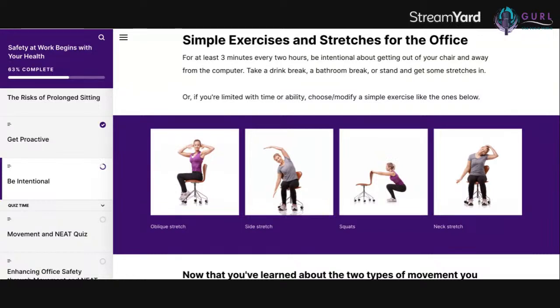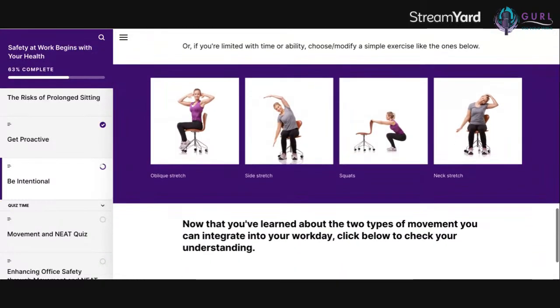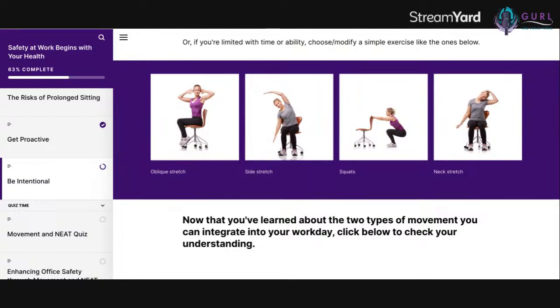Take a drink break, a bathroom break, or stand and get some stretches in. Or if you're limited with time or ability, modify a simple exercise like the ones below. So some little twists, side stretches, squats. I can't do squats. Neck stretch, etc.